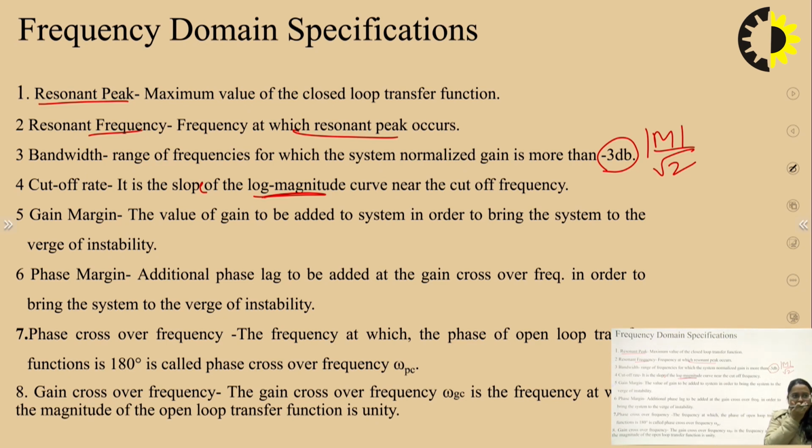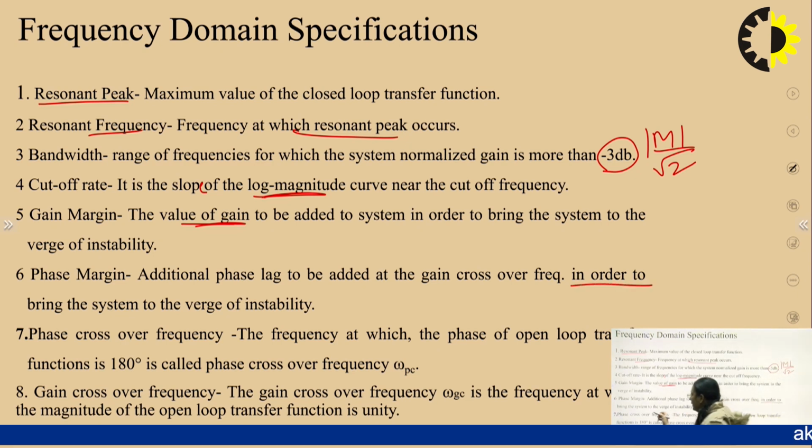Now, what are the gain margin, phase margin, gain crossover frequency, and phase crossover frequency? I have already discussed these in detail in the previous lectures. Here I am going to just tell you the definitions. The gain margin is the value of the gain which is to be added into the system so as to bring it to the verge of instability. And the phase margin is the additional phase lag to be added at the gain crossover frequency so as to bring the system to the verge of instability.